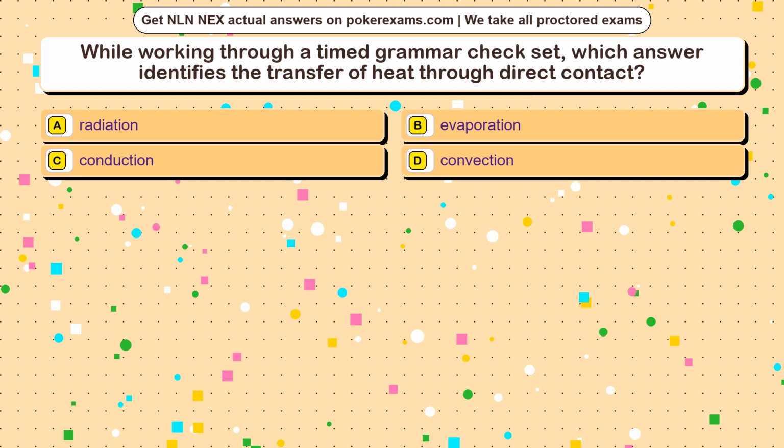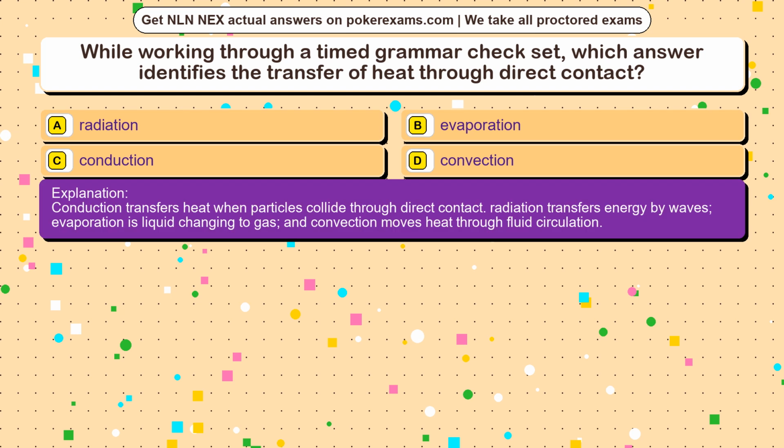The correct answer is option C. Conduction transfers heat when particles collide through direct contact. Radiation transfers energy by waves, evaporation is liquid changing to gas, and convection moves heat through fluid circulation.